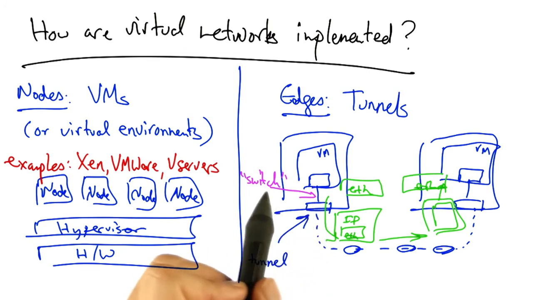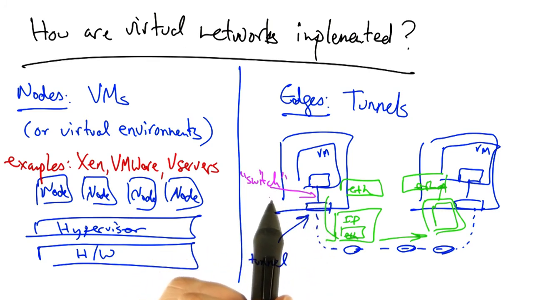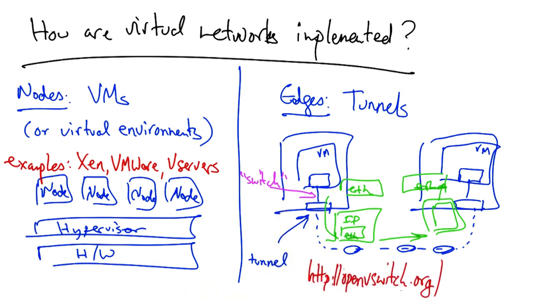The Linux bridge is an example of a software switch that can perform this type of function. Open vSwitch is another example of software that performs this type of glue function. You can see more information about Open vSwitch on the URL provided here.